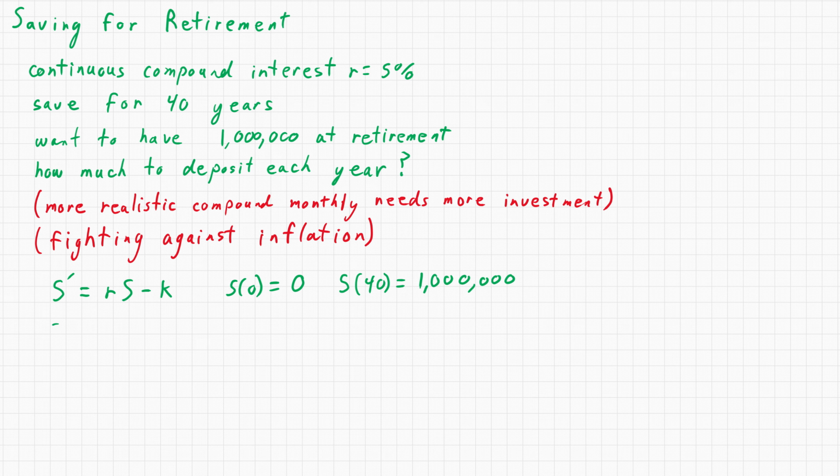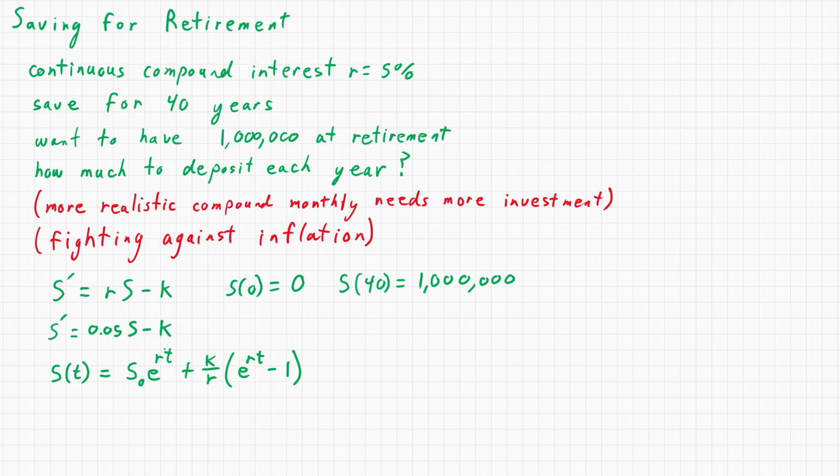So we can fill in this r here. We get s prime equals 0.05 s minus k. If you solve this, it's a separable differential equation, and the solution ends up being s naught times e to the rt, in general, plus k over r times e to the rt minus 1. So that kind of makes sense. If you plug in t equals 0, you get k over r times 1 minus 1, which goes away, and then e to the 0 gives you s naught.